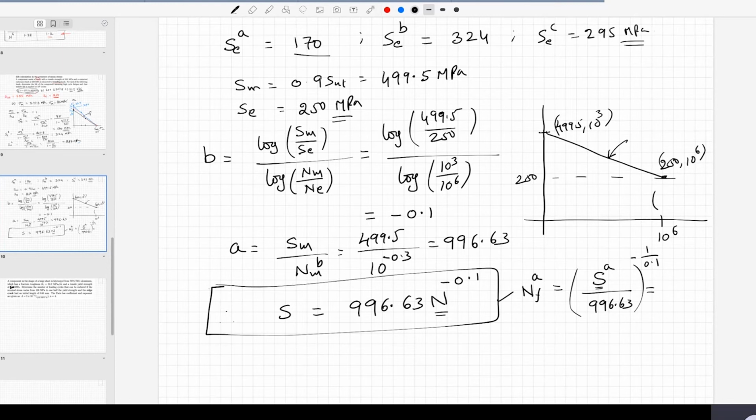170 divided by 996.63 to the power minus 10, right? 1 by minus 0.1 is minus 10. So that turns out to be 47,956,816 cycles. 1, 2, 3, 4, 5, 6, 7. That means it is greater than 10 power 6 cycles and hence infinite life.